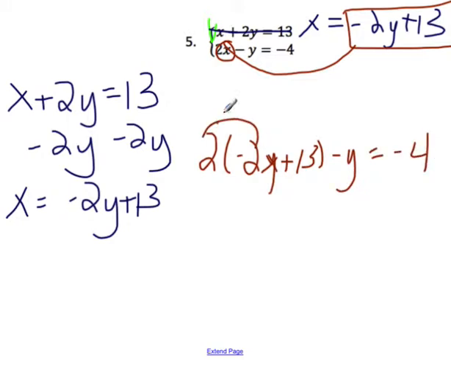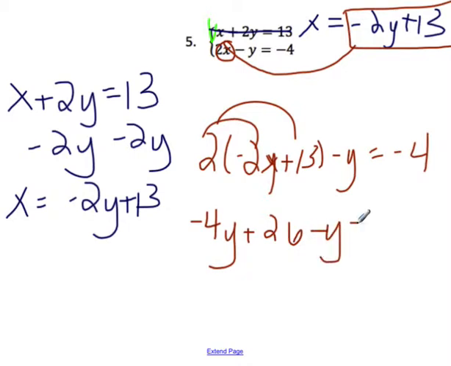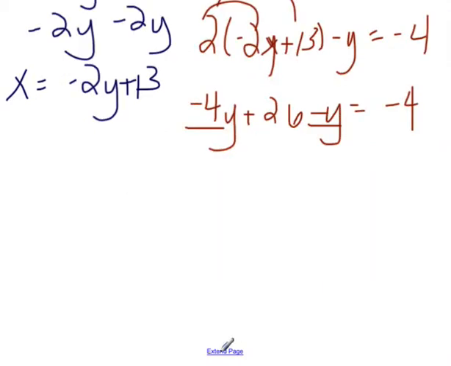So then I'm going to distribute in my 2. So 2 times a negative 2 is a negative 4, and we're going to keep the y. 2 times 13 is 26, minus y is equal to a negative 4. So negative 4y minus y, now that's going to get more negative. So that's going to become a negative 5y plus 26 is equal to a negative 4.